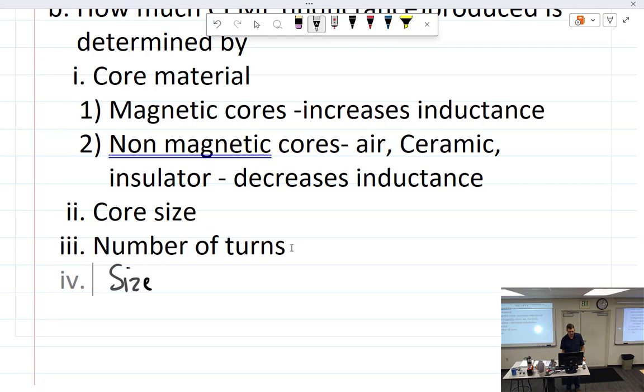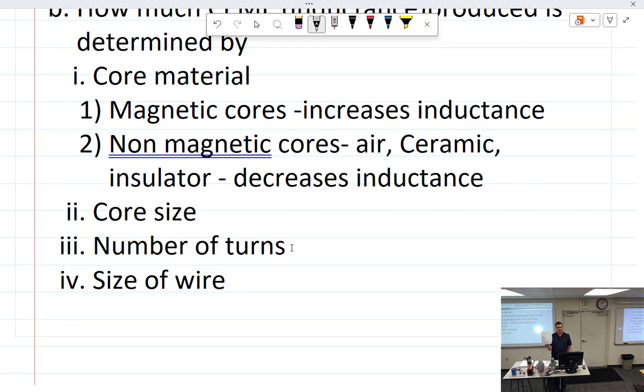Is number of turns different from the number of loops? No, it's the same thing. Loops, turns, same thing. Would number of turns be like number of revolutions, where one full revolution around is one turn? Yes.